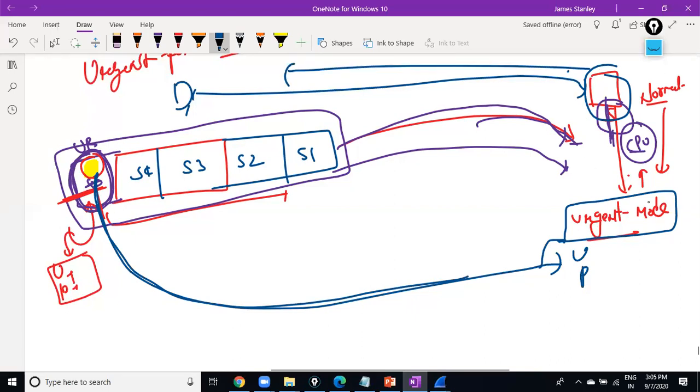So once that is done, it will come back from urgent mode to the normal mode. And then in the normal mode, it will process all these packets one by one, like segment number 1, segment number 2, segment number 3, segment number 4. This way, this concept will work.